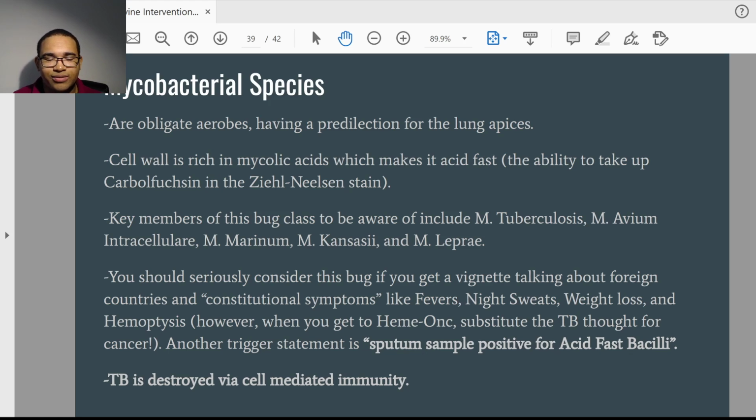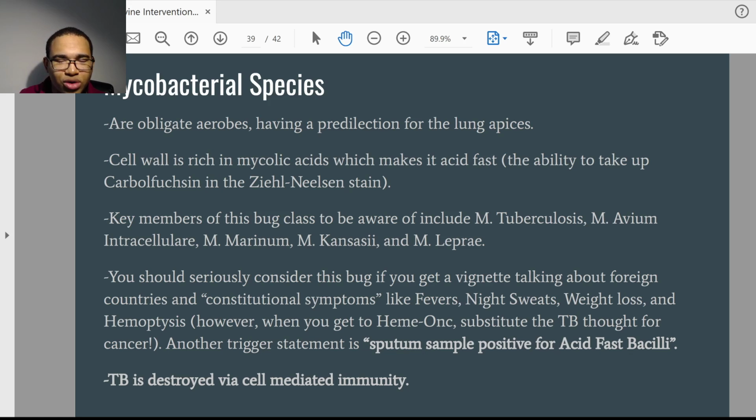Okay, so again, the obligate aerobes, they love to infect the lung APCs because, as I will discuss in my pulm videos and podcasts, I love pulm, I will talk about how there is more oxygen tension at the apex of the lungs, right? So you want to go where there's the most oxygen, right? And again, the cell wall of mycobacterial species is rich in mycolic acids, right? So it's acid fast, so it has the ability to take up carbol fuchsin when you do the Ziehl-Neelsen stain. The Ziehl-Neelsen stain is the stain for mycobacterial species, especially Mycobacterium tuberculosis.